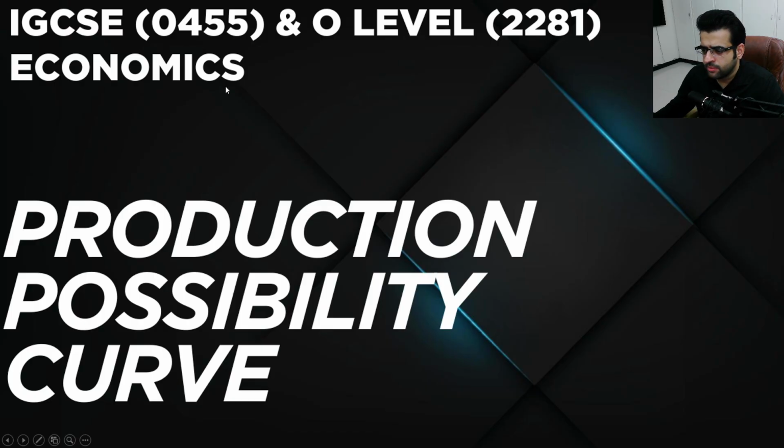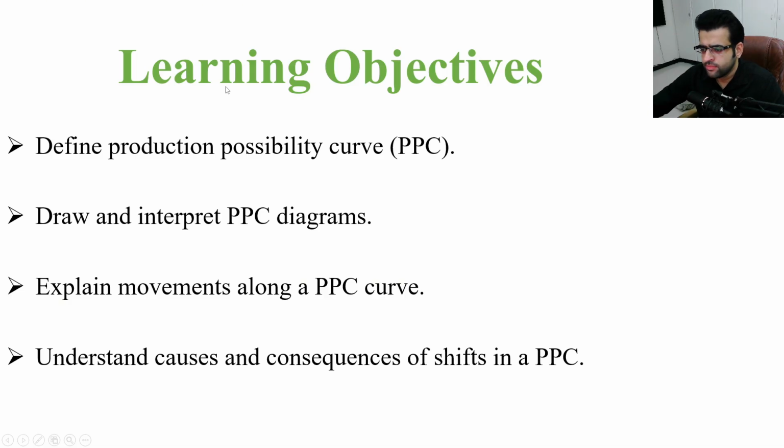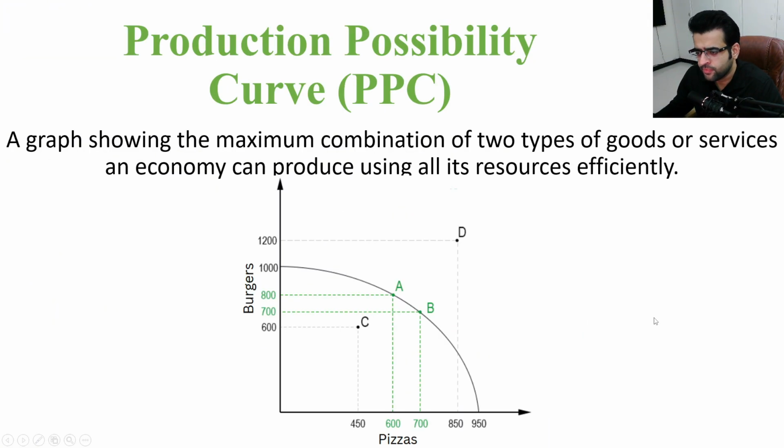In this chapter, we will be covering the definition of production possibility curve, that is the learning objective. We will also learn how to draw and interpret PPC diagrams. We will also see what causes movement along a PPC curve and the opportunity cost associated with it. And we will also understand the causes and consequences of shifts in a production possibility curve. These shifts can be outwards or inwards.